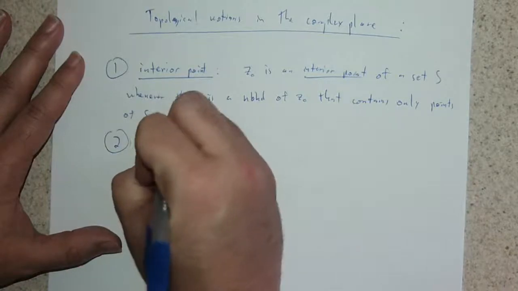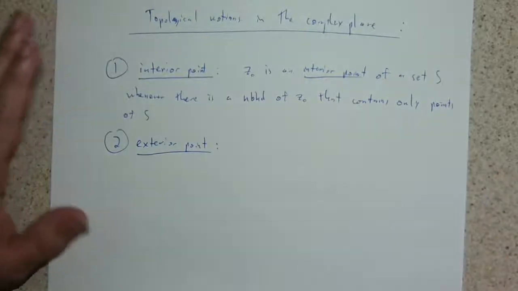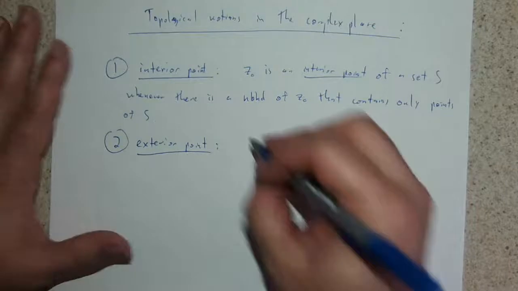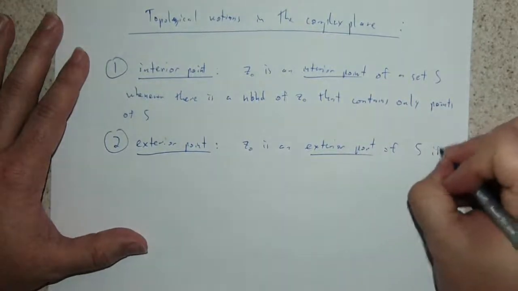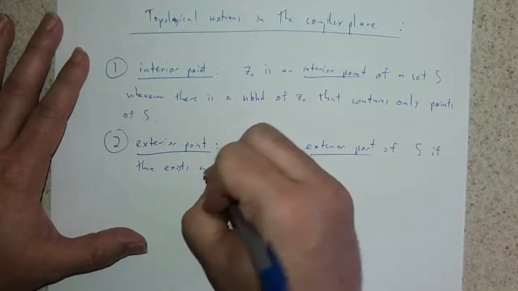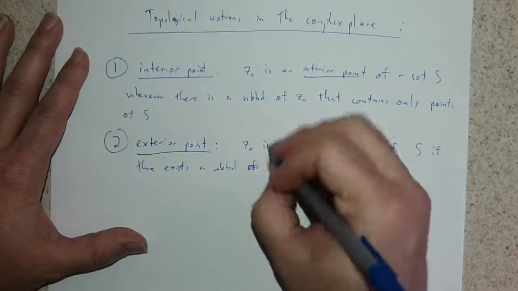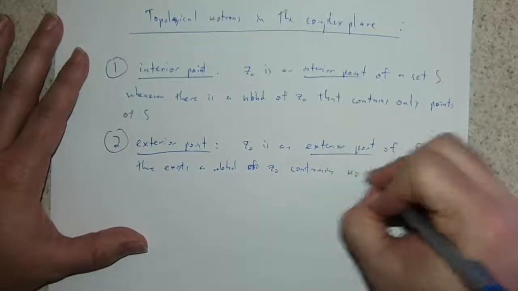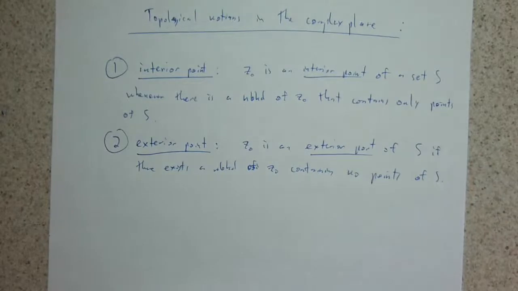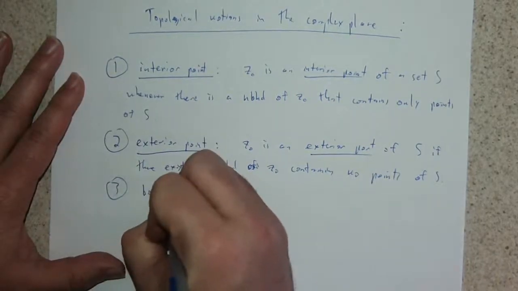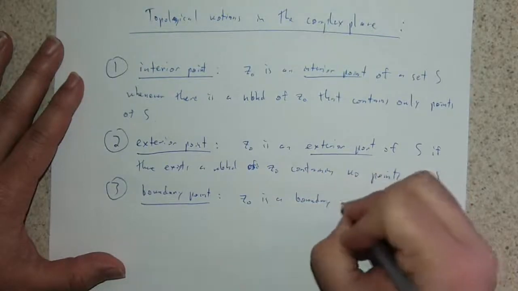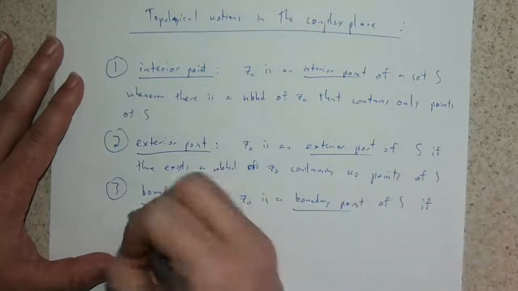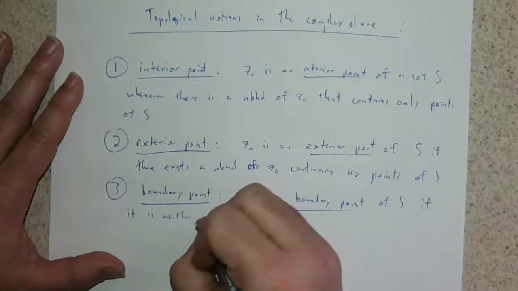So the notion of exterior point is when there exists a neighborhood containing no points of S. So Z0 is an exterior point of S if there exists a neighborhood of Z0 containing no points of S. Okay. Another type of point is a boundary point. So Z0 is a boundary point of S if it is neither an interior nor exterior point.